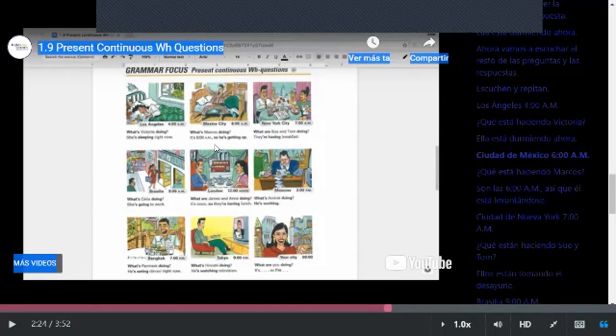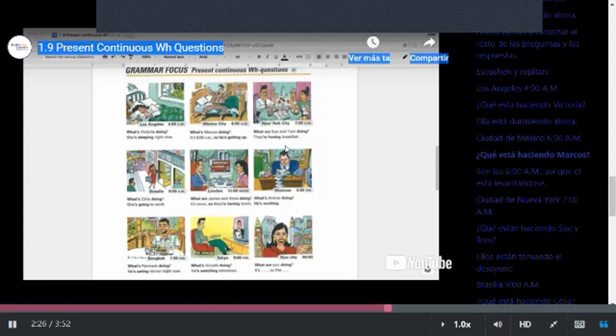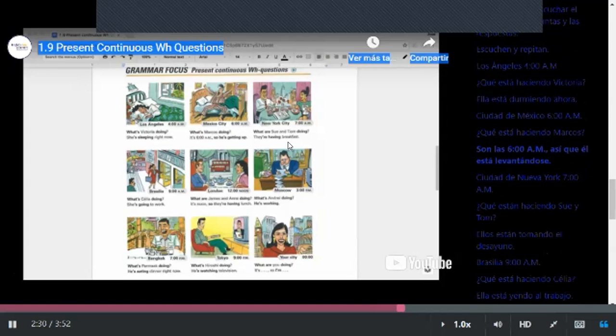So, aquí vamos a usar el conjunction word so, que es para hablar de resultados. Como son las 6 de la mañana, entonces él se está levantando. Así es el contexto. Repeat. It's 6 a.m. So he's getting up. Son las 6 de la mañana, por lo cual él se está levantando. Okay, next. What's Marcos doing? It's 6 a.m. So he's getting up.